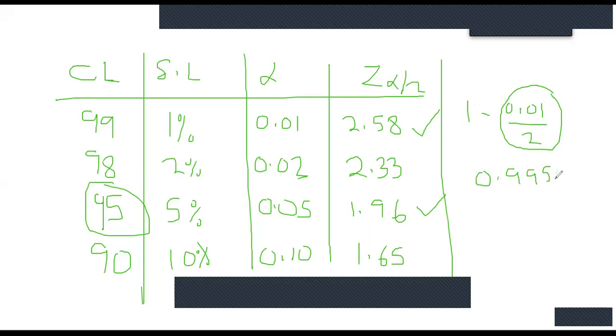So 0.01 divided by 2 will give you 0.005. And when you remove that from 1, it gives you 0.995. Yes. Okay, now let's sing our song again.